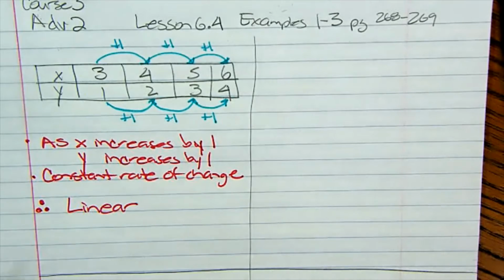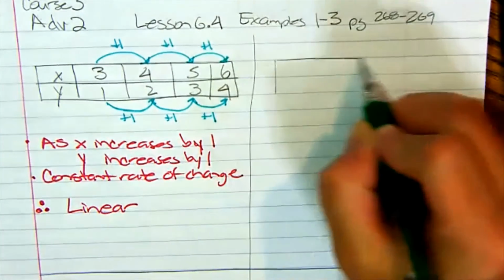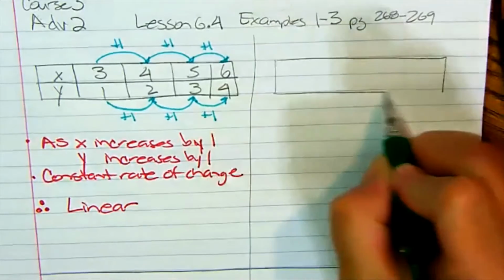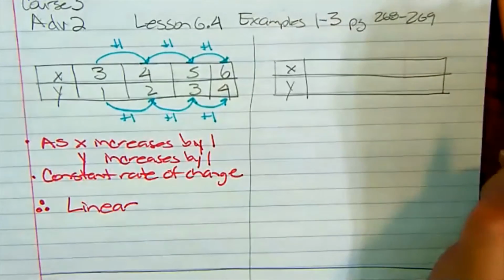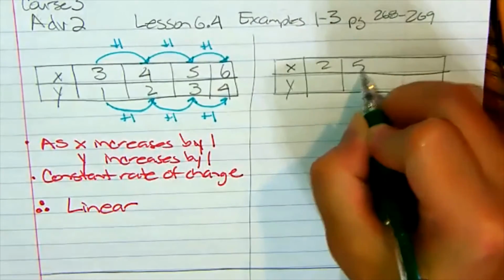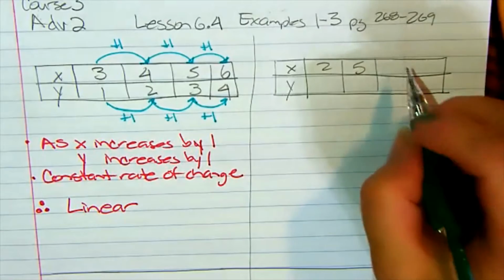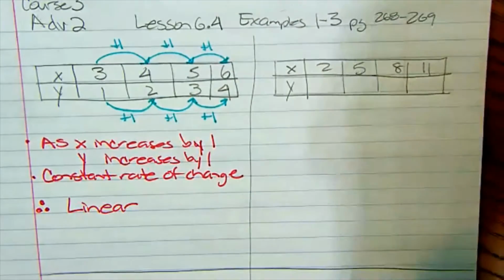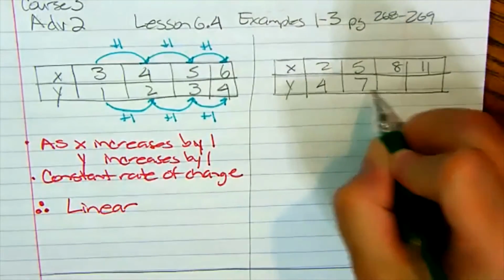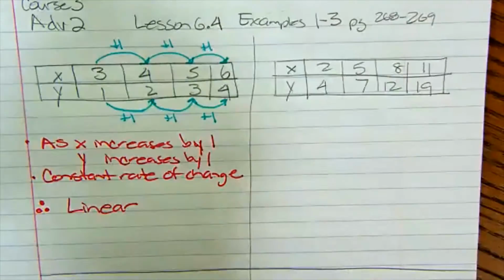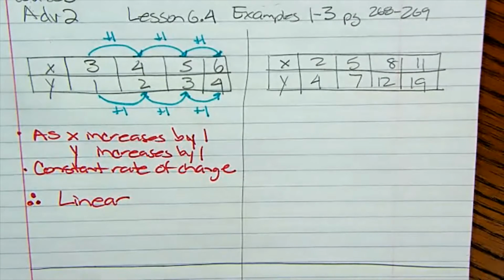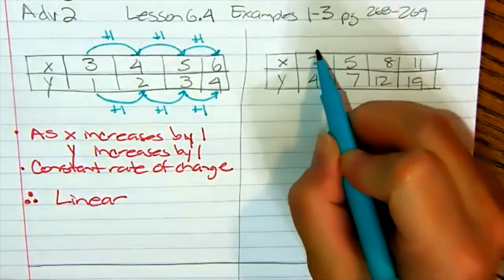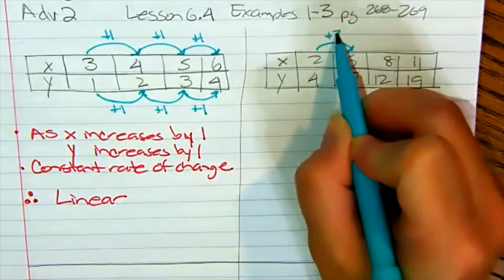Okay, let's take a look at another one. We have our x's and our y's. x is 2, 5, 8, and 11. y is 4, 7, 12, 19. So we're giving you this table, and you can assume it is a function. We want to know, is it linear or nonlinear?